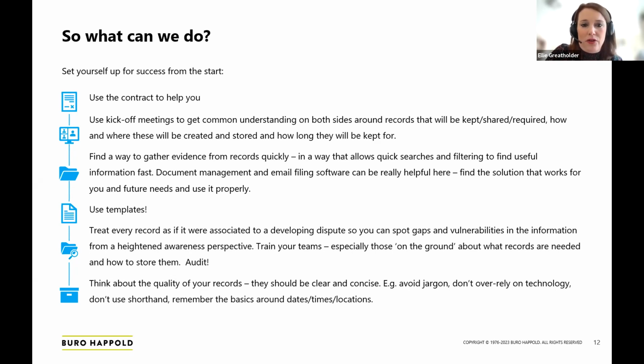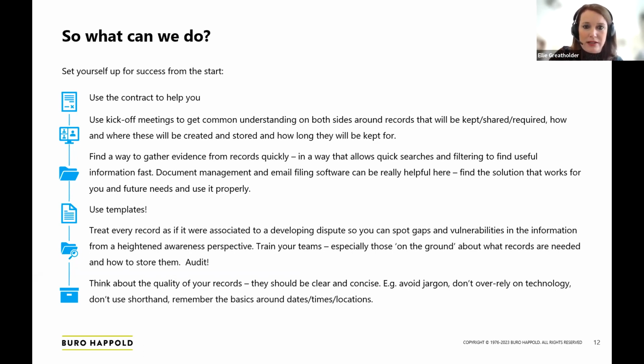Find a way to, this is not hugely pragmatic advice, I'm going to rely on Huw for this, but find a way to gather evidence from records quickly in a way that allows you to search quickly and filter information fast. Obviously, there's lots of document management and email filing software out there, and it can be really, really helpful to use that. Find the solution that works for you and your needs of the future, bearing in mind the increase in volumes of information that we've talked about. And also use it properly, like any management system, database, whatever. It's only as useful as the information that goes into it.